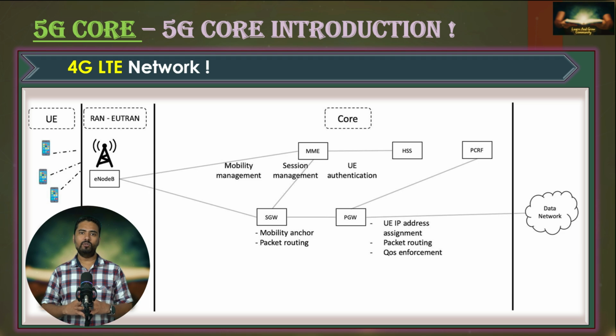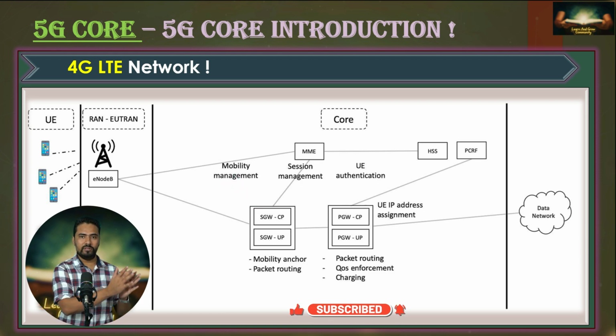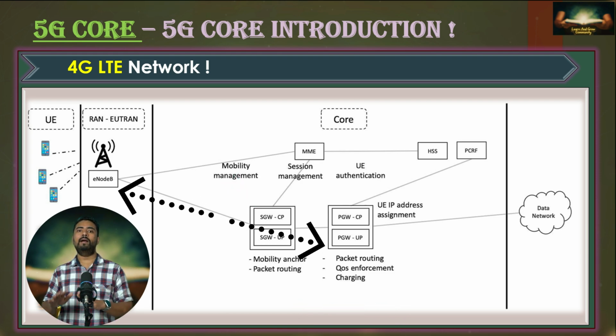The 4G EPC core, or Evolved Packet Core, is relatively simple. It includes the Mobility Management Entity (MME), which handles mobility management related tasks, session management related tasks and UE authentication. The Serving Gateway or SGW is responsible for transferring user data between the 4G radio access network (RAN) and the Packet Gateway or PGW.